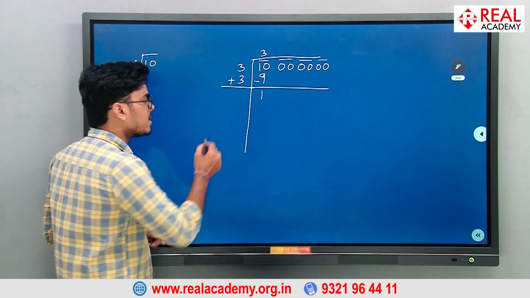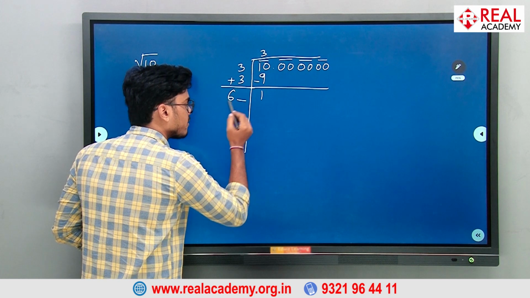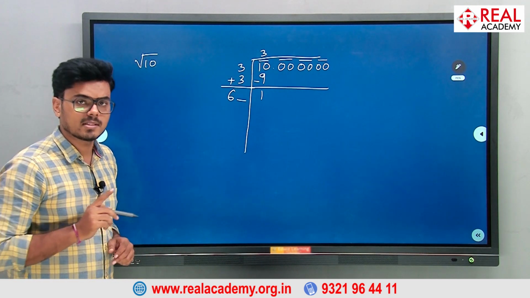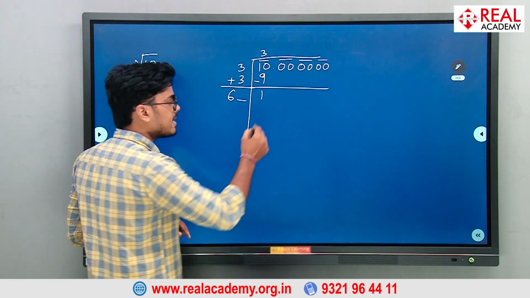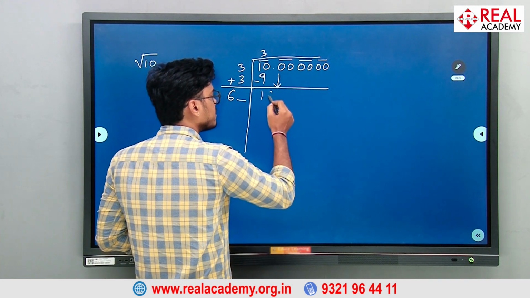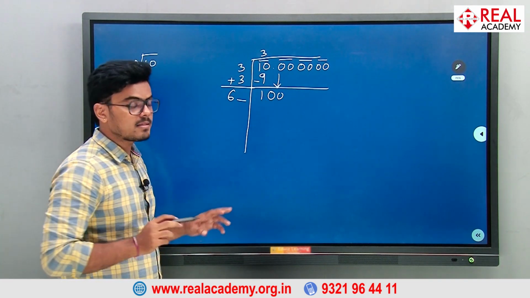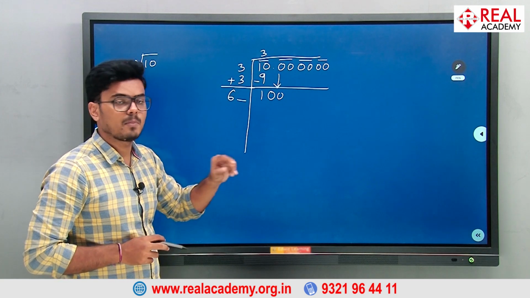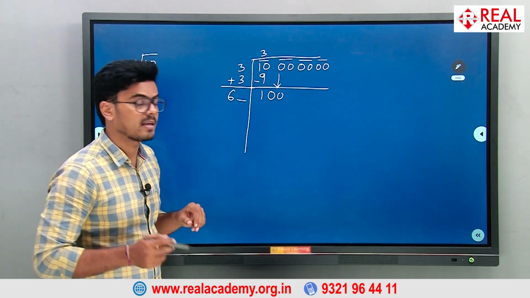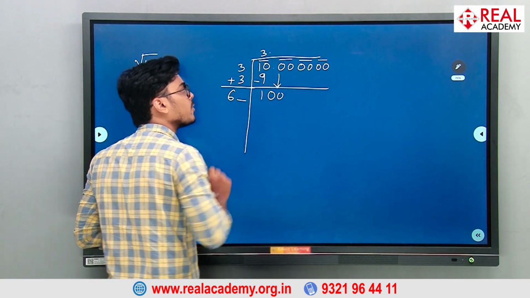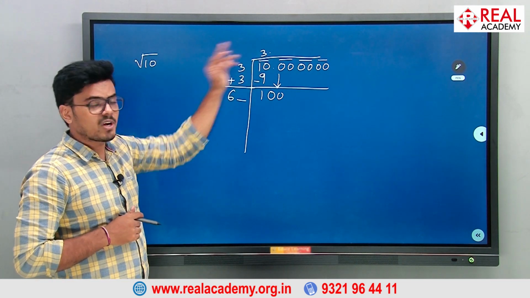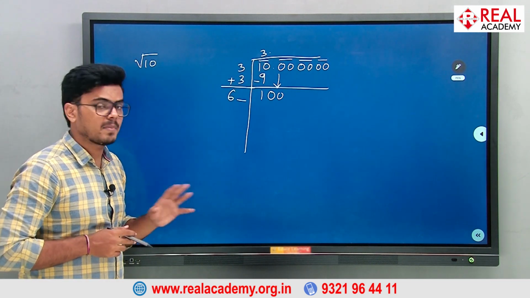So 3 plus 3, you will get 6. But along with 6, you will have to assume one more digit. Correct? Now take the next pair of numbers down here, 0 0. And since we have moved past the decimal point, हम लोगों ने decimal point cross कर दिया है, quotient के अंदर भी decimal point आ जाएगा. Okay, so 3 point. Now let us find the remaining answer.